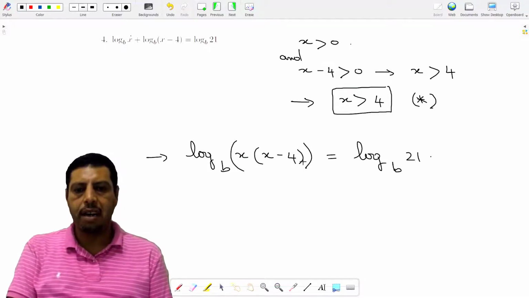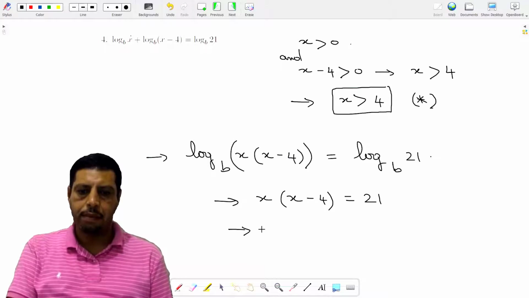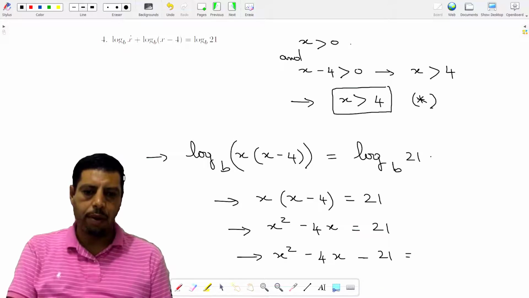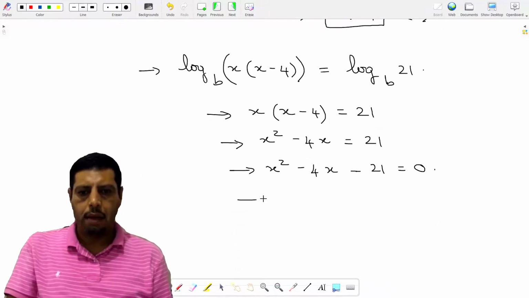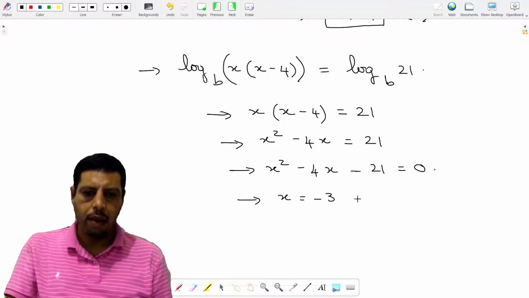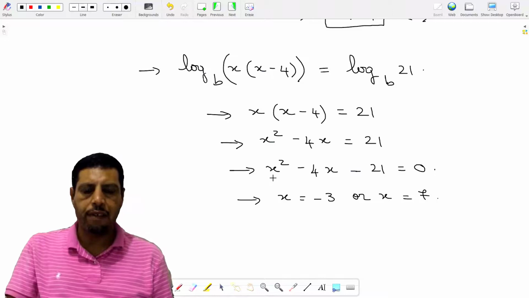Again, here by identifying the arguments of the same function log b on the two sides, we can conclude that x times (x minus 4) equals 21, which gives x squared minus 4x equals 21. And we have a second degree equation, x squared minus 4x minus 21 equals 0. And by solving this equation, you will get x equals -3 or x equals 7. So these are the two solutions of the second degree equation.